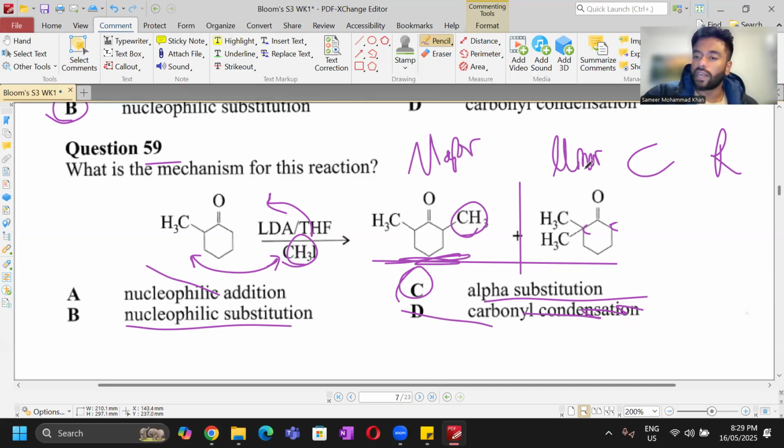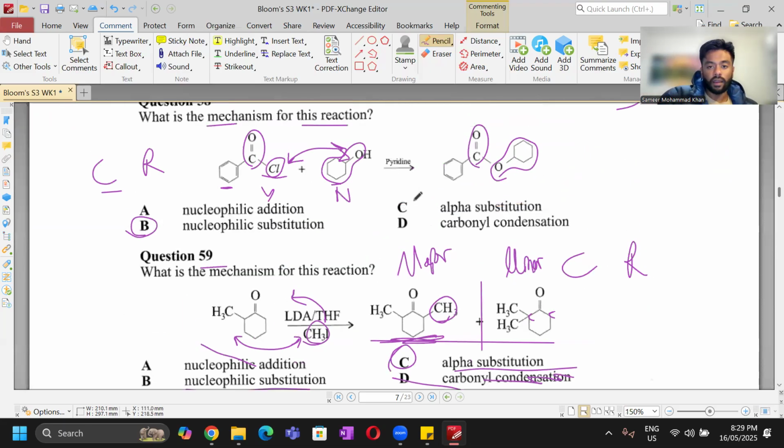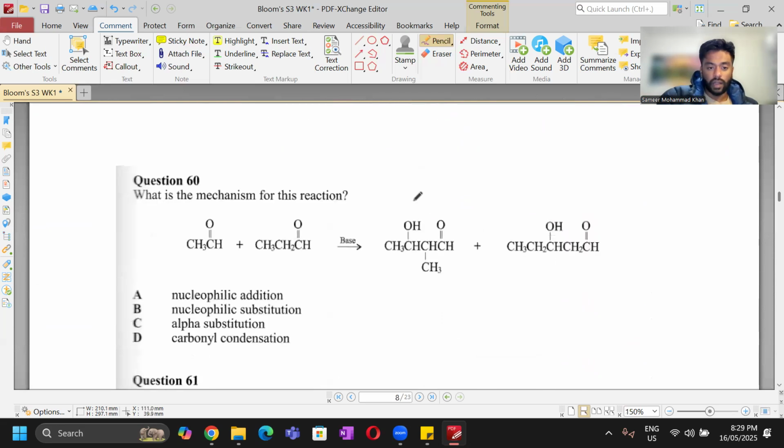Whereas the product on the right here, the minor product, is less likely because imagine having 2 bulky CH3 groups right next to each other. It's just an energetically less favorable state for you to be in. So this is a more advanced topic that you don't need to know, but I'm simply explaining it for those who are interested. All right, question 60.